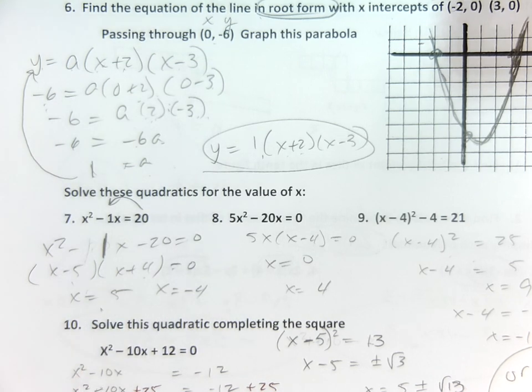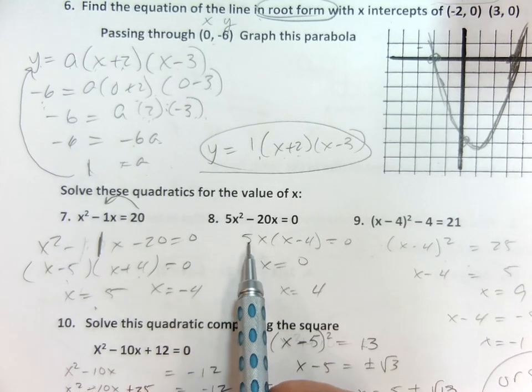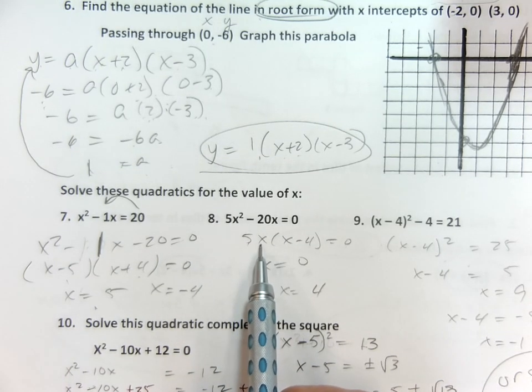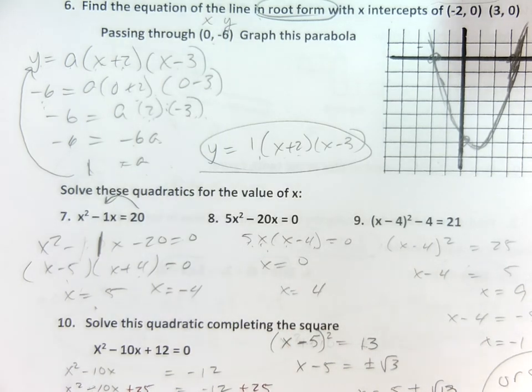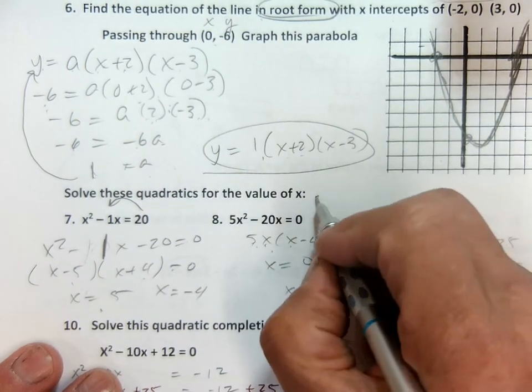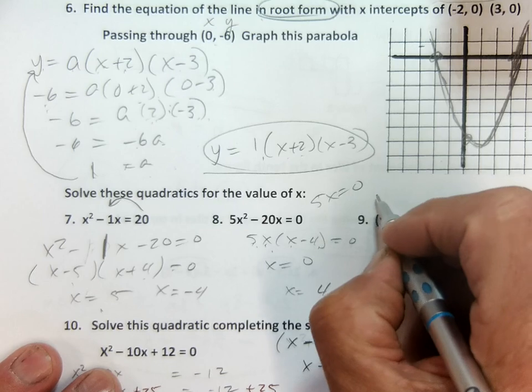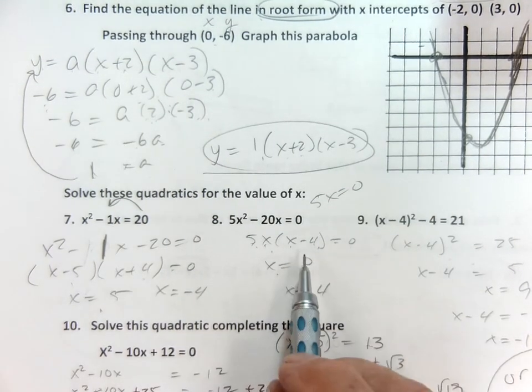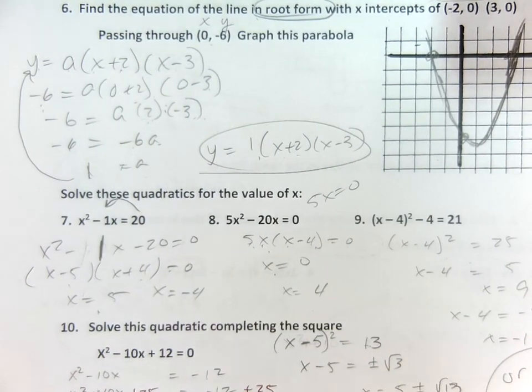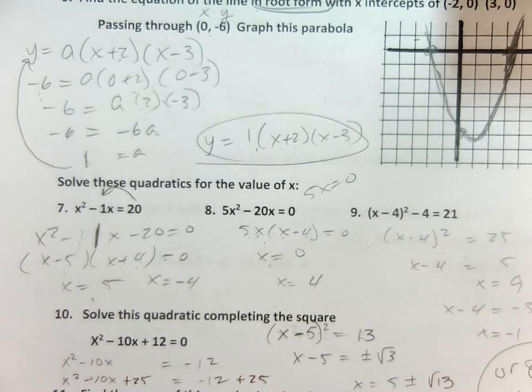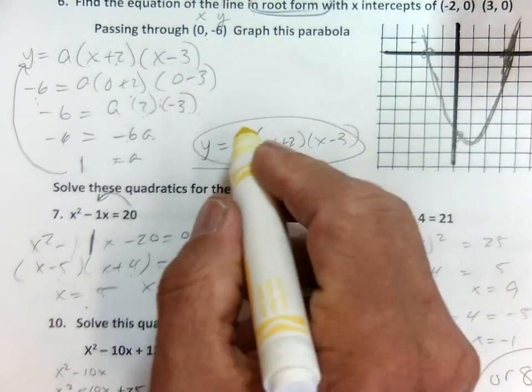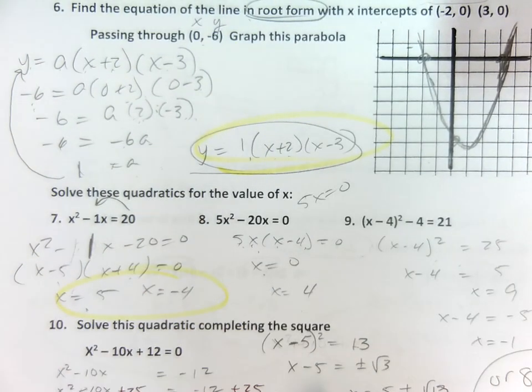8, I have to common factor. They have a multiple of 5 in common and an x in common, so I common factor out 5x. And when I do that, I have 5x and x minus 4. Again, mini equations. I'd have 5x equals 0. Divide by 5, divide by 5, I get 0. Add 4, I get 4. Okay, so those are my answers. I guess I could highlight my answers. Why not, right?